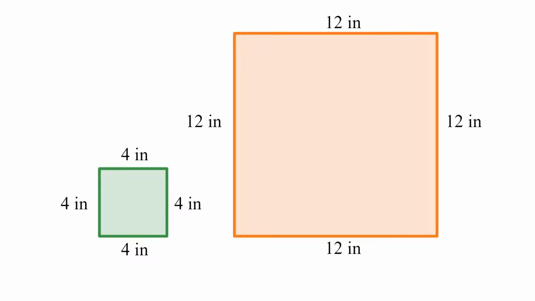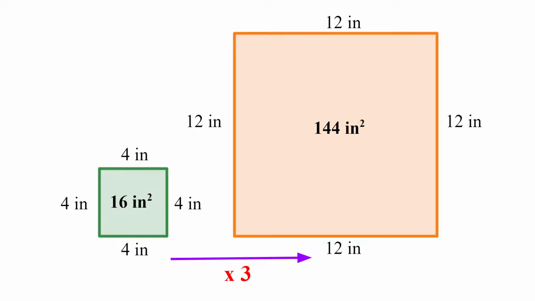Okay everybody, so take a look at these two squares. One square has a side of 4 inches and the other square has a side of 12 inches. We can calculate the area of each of these squares by doing s squared. So the area of the small one is 16 inches squared, and the area of the big one is 144 inches squared.